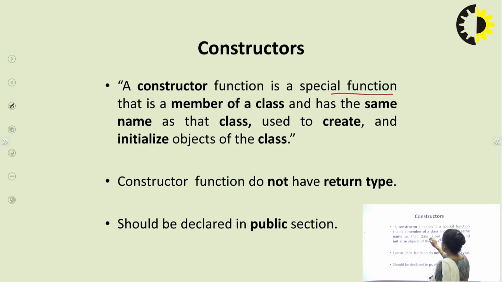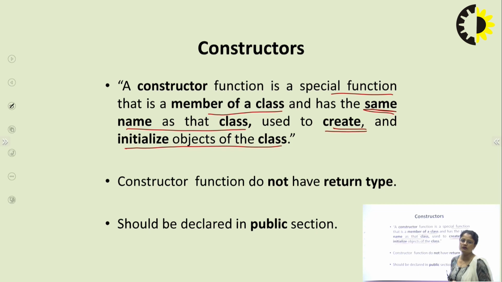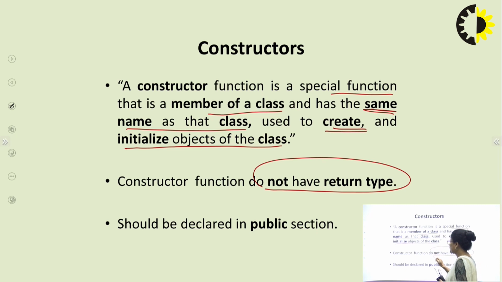Constructors are special functions that are members of a class. So constructors are functions, not ordinary functions, but special functions. They are members of a class. And the next point is they have the same name as the class. So once you have a member function of a class having the same name as the class, we call it a constructor. And we use this constructor for the purpose of initialization or creation of objects of that particular class. Another very important rule is that constructors don't have return types, and constructors should be declared in the public section of the class. So these are some important points that need to be remembered when we are working on constructors.